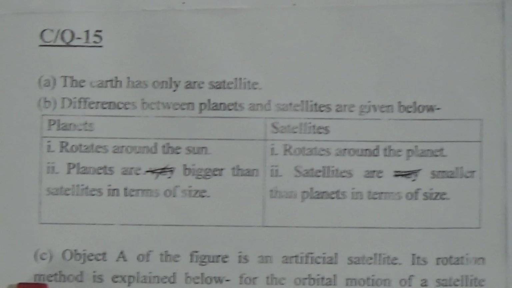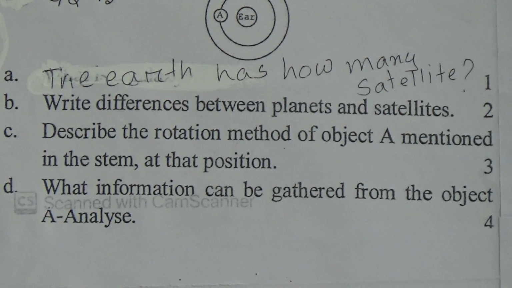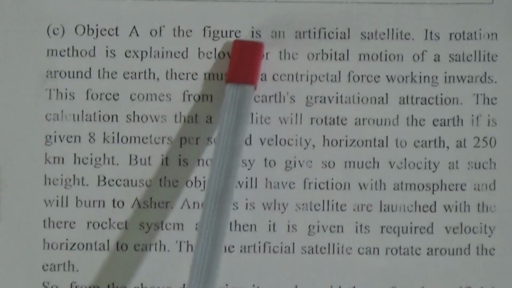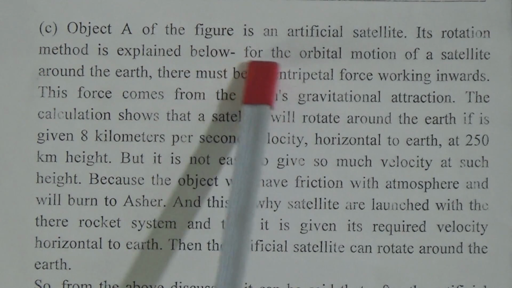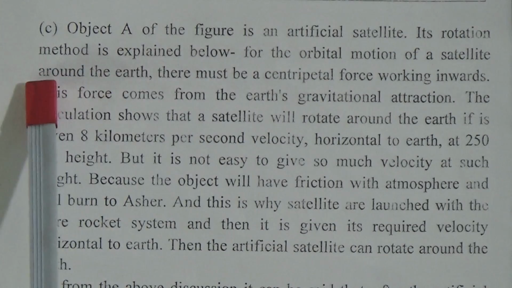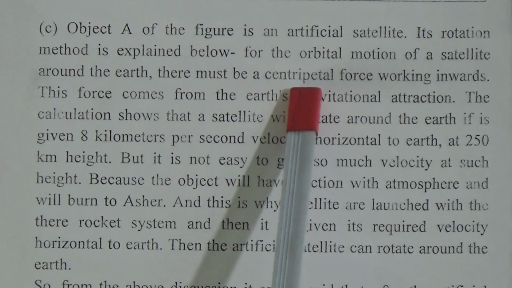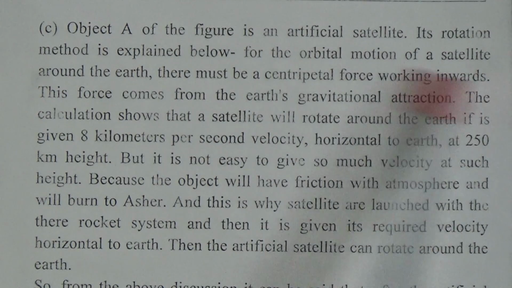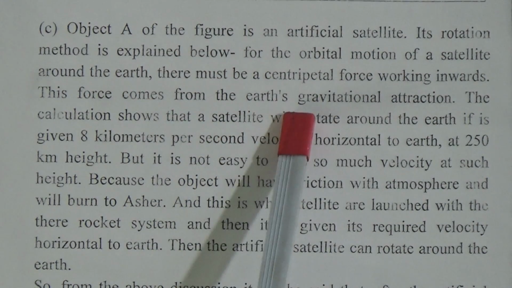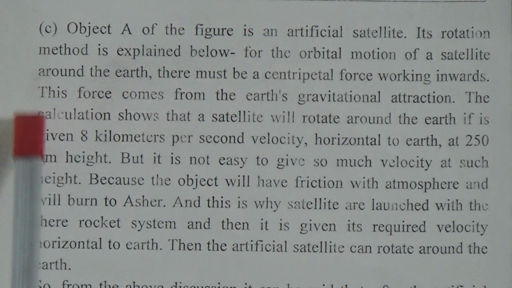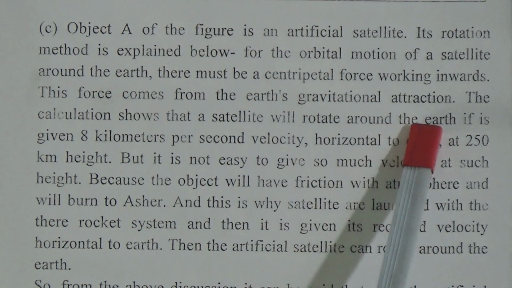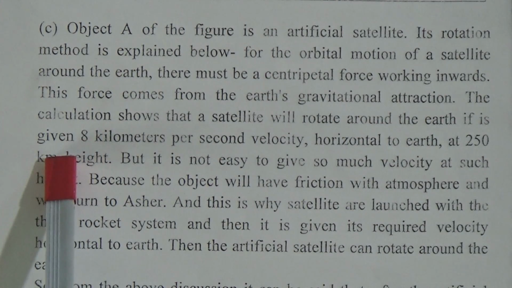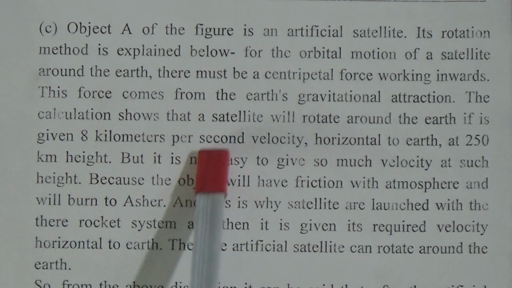Now come to the question C. Question C was, describe the rotation method of object A mentioned in the stem at that position. The answer is, object A of the figure is an artificial satellite. Its rotation method is explained below. For the orbital motion of a satellite around the earth, there must be a centripetal force working inward. This force comes from the earth's gravitational attraction. The calculation shows that a satellite will rotate around the earth if it is given 8 km per second velocity.